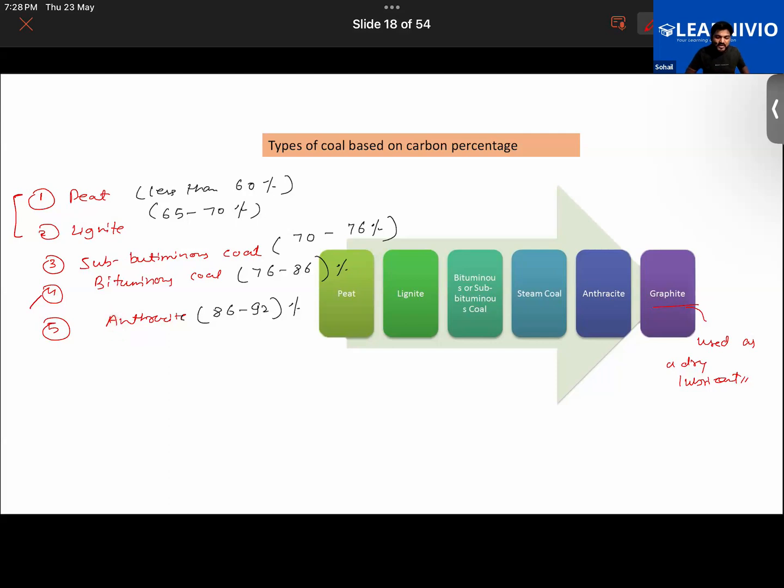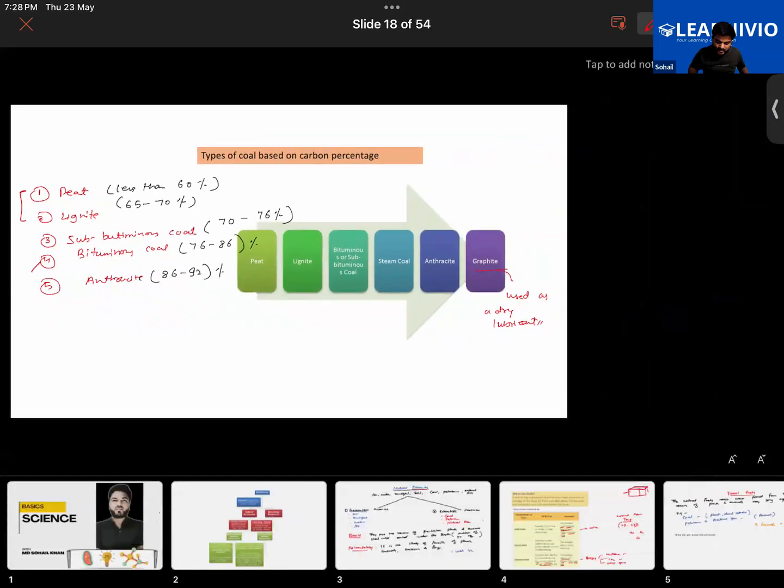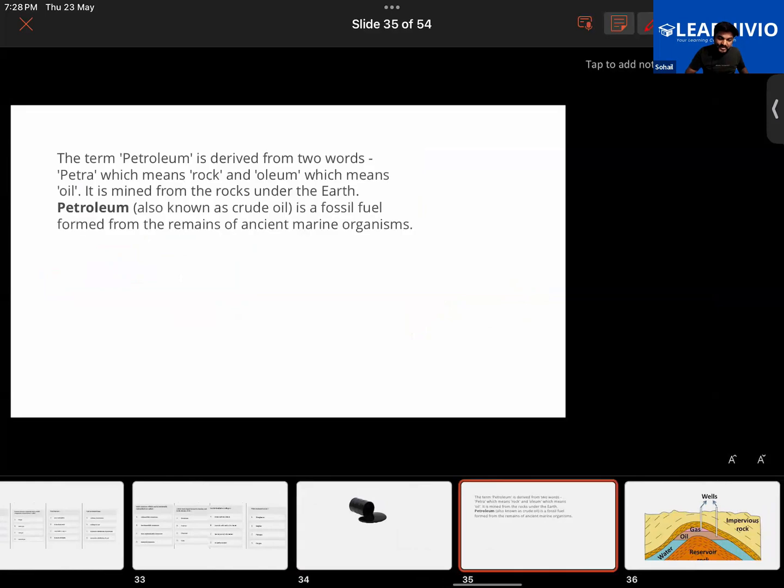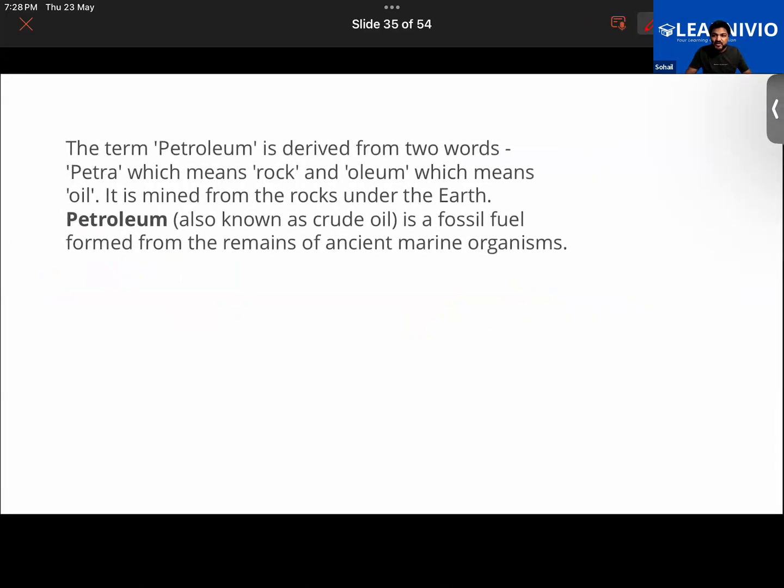Also, make sure that you memorize this. It will be helpful. So, I'm just going to give you an introduction to petroleum. We'll be discussing it in detail in the next class.